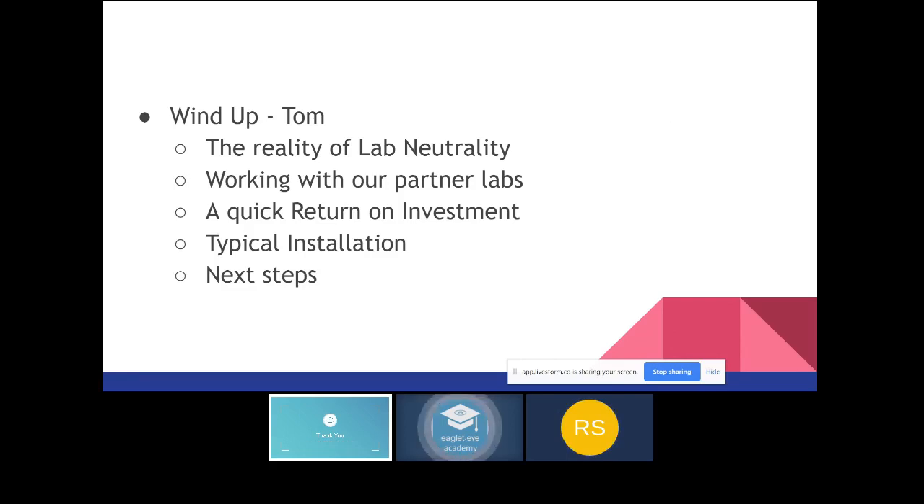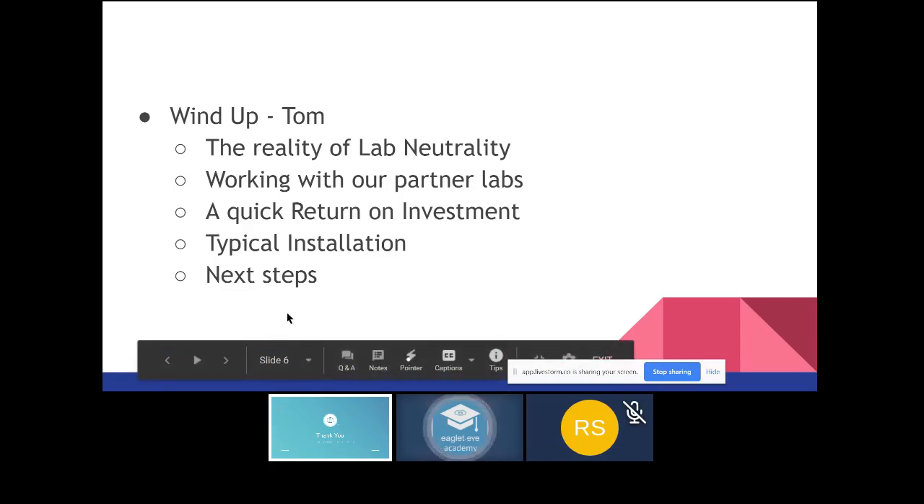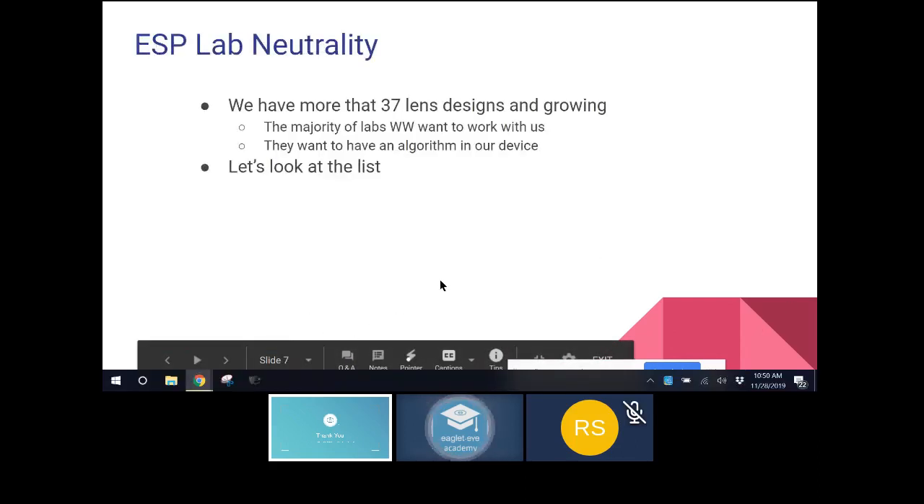Thank you. So I'm going to wind things up. I'm going to try and go pretty quick here, but jump in and hit chat or hit questions if you want to slow me down. So I'm going to go through the reality of lab neutrality, working with our partner labs, a quick return on investment, typical installation. I wanted to walk you through what a typical installation looks like and then next steps.